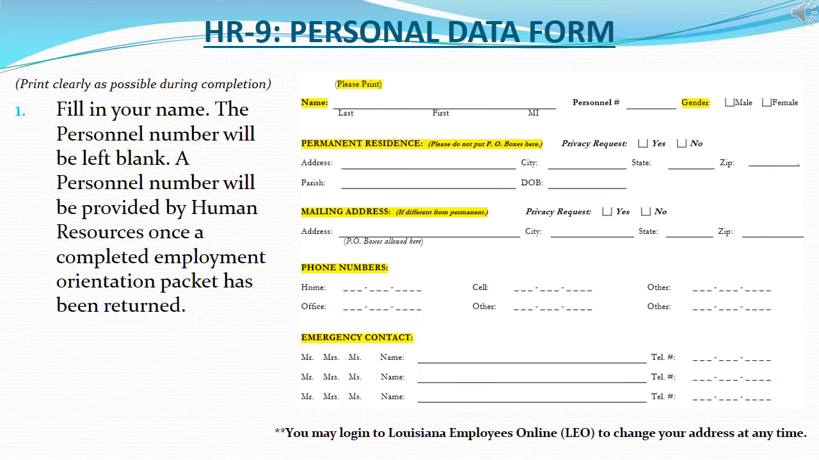Complete your gender, address, at least one phone number, and a minimum of 2 emergency contacts. The permanent residence and mailing address information provided here will be used for items such as a W-2, and ways to contact you by phone or postage. You may log into Louisiana Employees Online, or LEO, to change your address at any time.